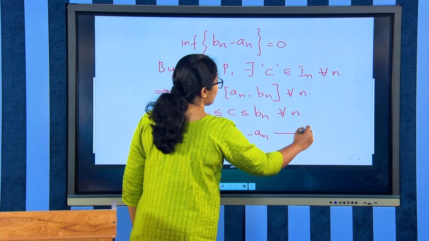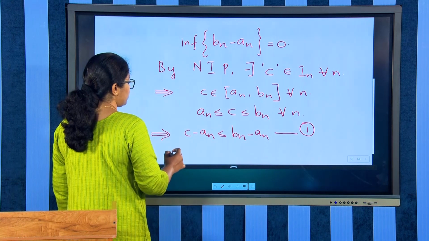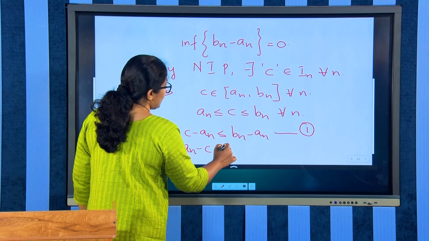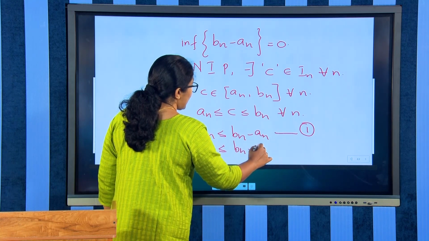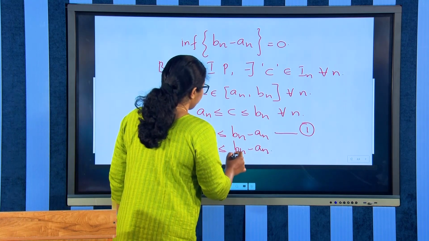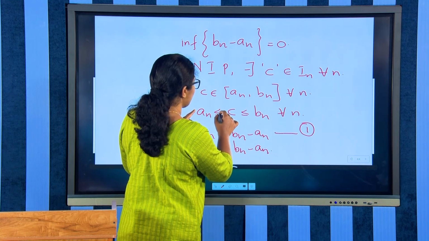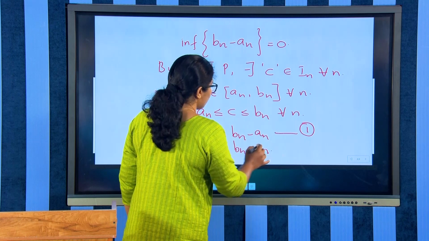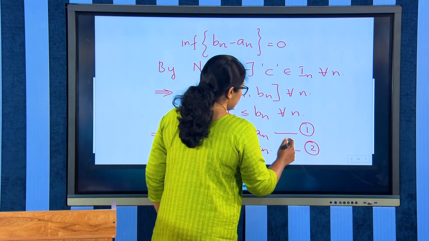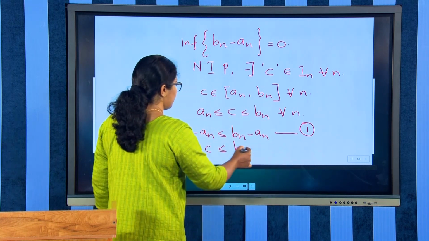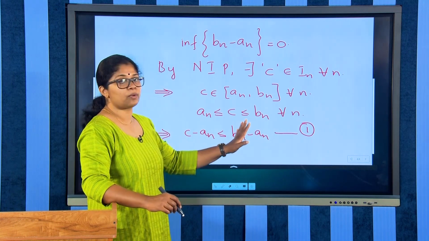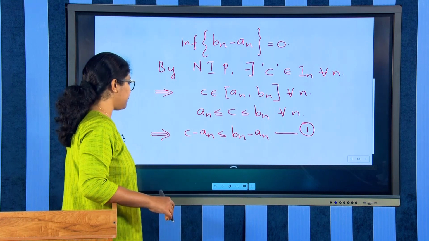Name it as inequality number 1, and An minus C is less than or equal to Bn minus An, or An minus Bn, whatever it be. An minus C is less than or equal to Bn minus An. Okay. In any case, you will get that An converges to C, and this one actually does not hold. This holds. Okay. C minus An is less than or equal to Bn minus An for every n.